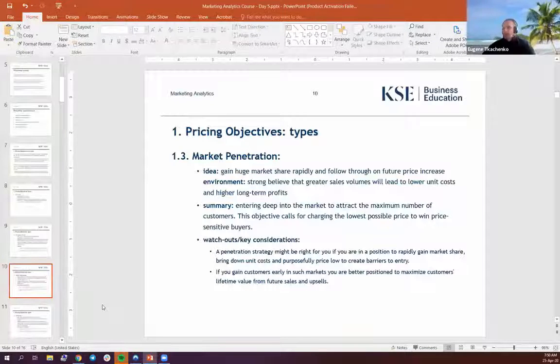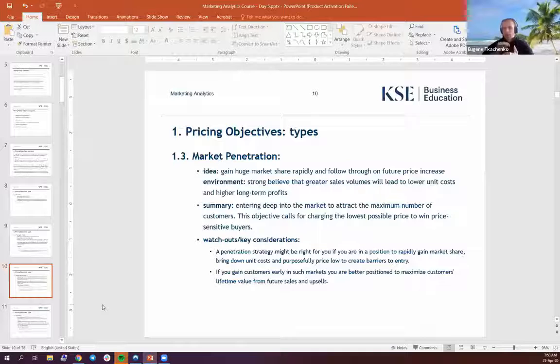Another objective is market penetration. So basically, the idea is to gain huge market share rapidly and follow through on future price increases. Someone who may be using this penetration strategy is someone who can operate with low cost in order to enter the market, but that cost will only be associated with a particular moment of time.